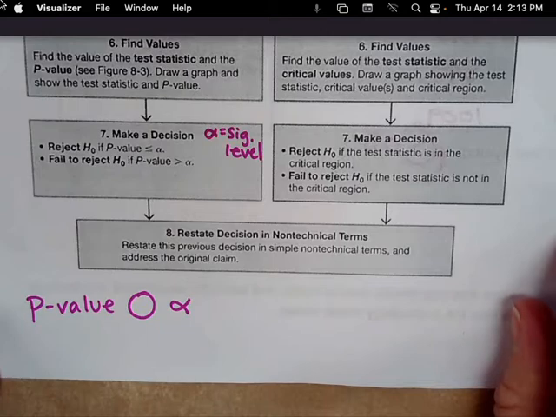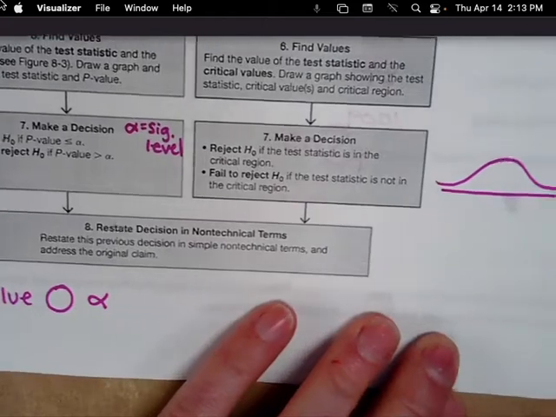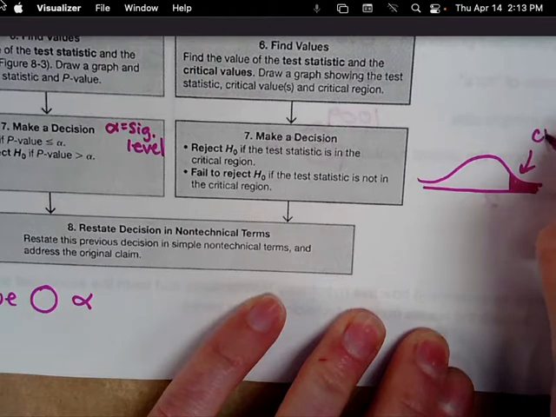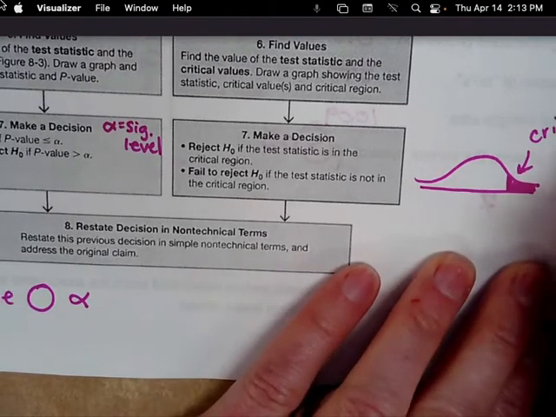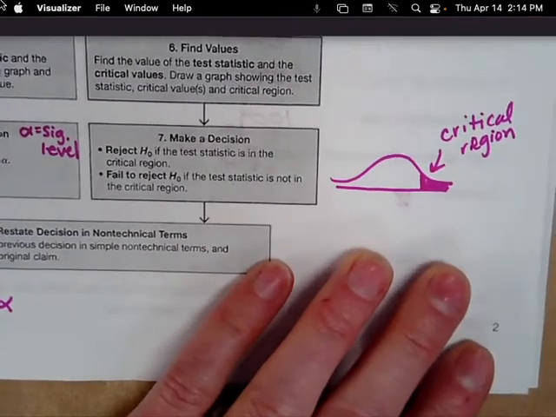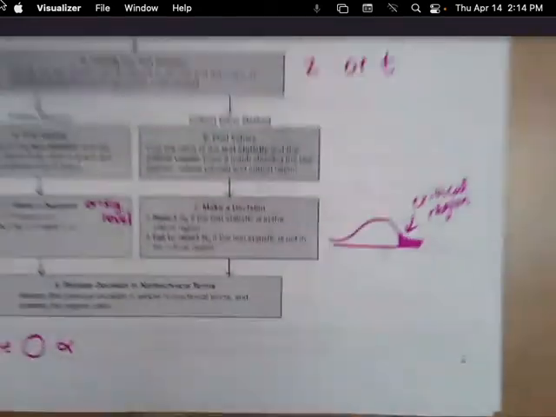And then the critical region method is whenever you draw your normal distribution, and let's say it's a right tail, this would be called your critical area, critical region. So if the test statistic is in the critical region, you reject your null hypothesis. And if it's not in that critical region, then you fail to reject. So again, we're looking at the hypothesis and deciding whether that claim is true or not.